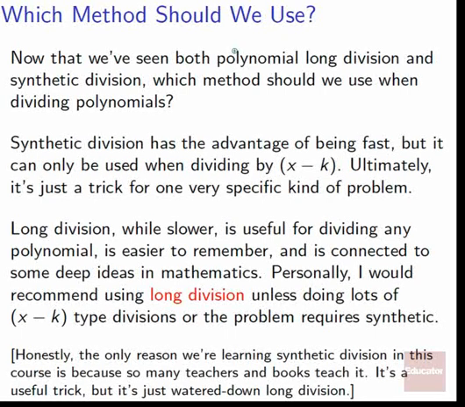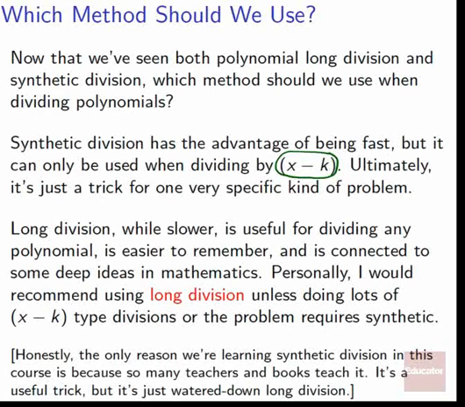Now, synthetic division, as you just saw, has the advantage of being fast, right? It goes pretty quickly. But it can only be used when you're dividing by x minus k. Remember, it has to be in this form of linear things dividing only, x plus a constant or minus a constant. Ultimately, it's just a trick for one very specific kind of problem, where you've got some long polynomial and you're dividing by a linear factor, by something x plus or minus a constant.